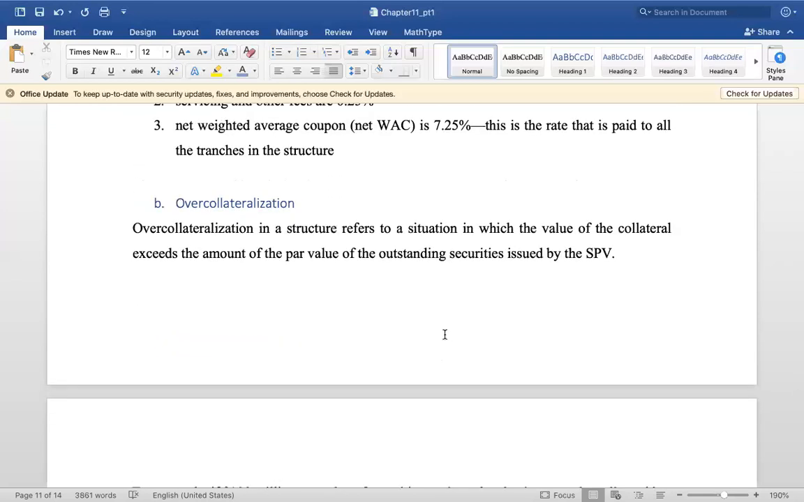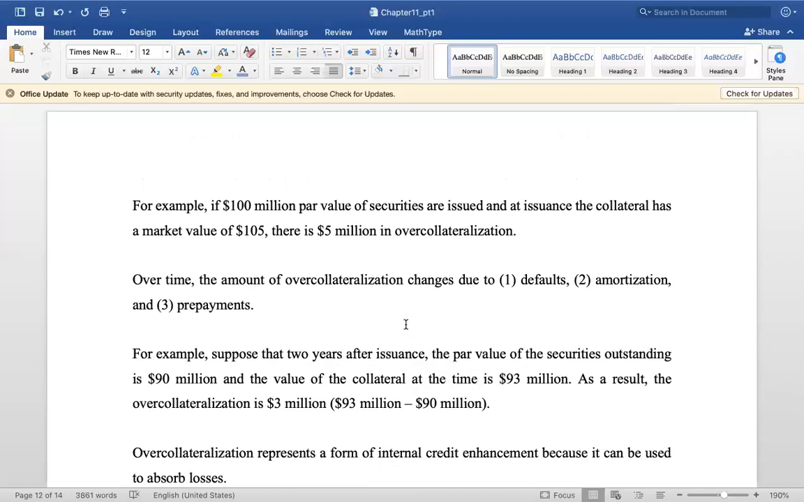Then you have overcollateralization. In overcollateralization, the value of the collateral usually exceeds the amount of par value outstanding. So you put in more collateral as compared to the securities you issue. For example, in our case, 100 million par value securities can be overcollateralized by 5 million by putting in a collateral value of 105. Over time, the amount of collateral changes due to defaults, amortization, or prepayments.